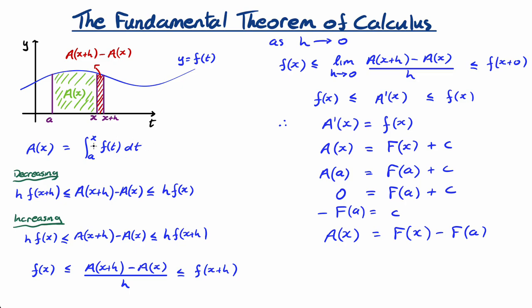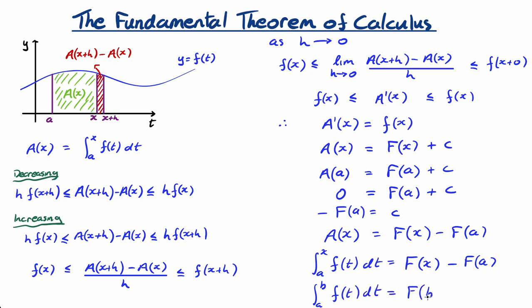And then we can go back to this funny integral sign that we defined at the start and say, okay, that means the integral from a to x of f of t dt is equal to capital F of x minus F of a, where this capital F is the antiderivative. And finally, we can then say that the integral from a to b of f of t dt is equal to F of b minus F of a, which will give us the area between a and b, and these are what we call the limits of integration.